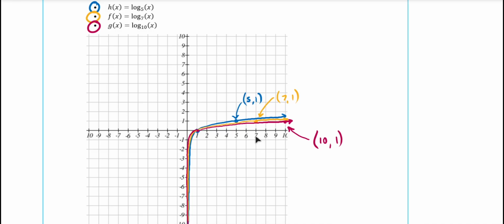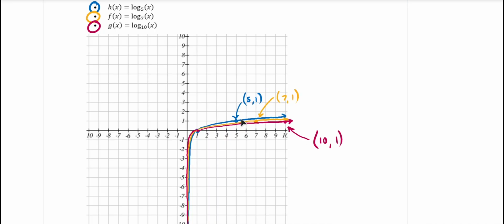When x is 7, function f is going to go through 7, 1. And when x is 10, function g is going to go through 10, 1. So they go through different points. They all pass through this common point. They all have this common tail. But other than that, they have distinct points from each other.